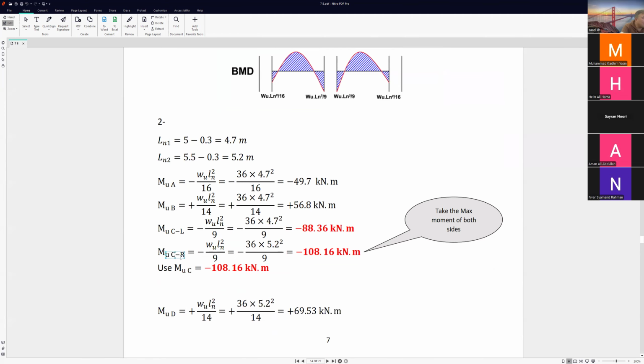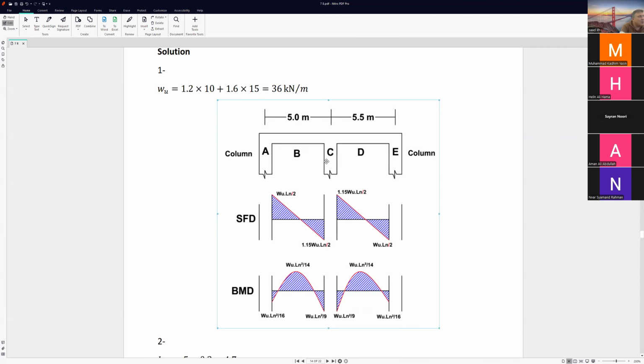So to not fail in the maximum, that's why we can say here 4.7 squared over 9 minus 88, and here we have 5.2 squared over 9 minus 108. So here we take the maximum moment as the previous one. So we can say this is the moment of the C. This is the moment of the C.